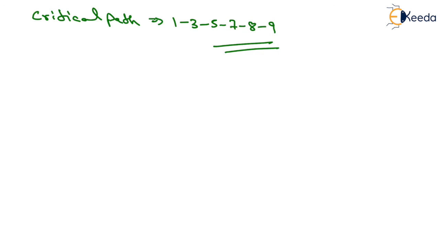So critical path of this network will be equals to 1, 3, 5, 7, 8, 9. That is the critical path, and the time for completion of this project will be equals to 22 days.